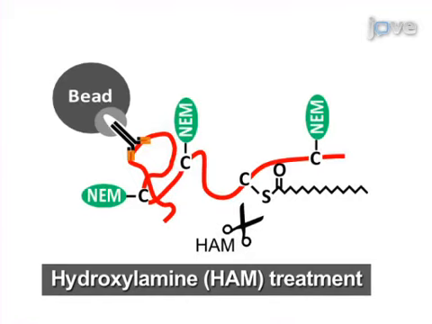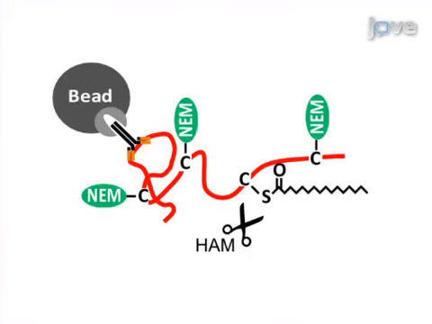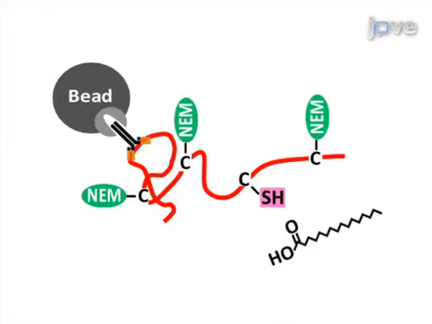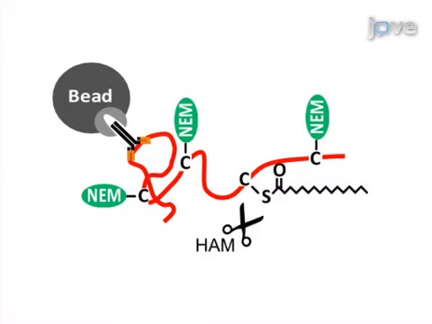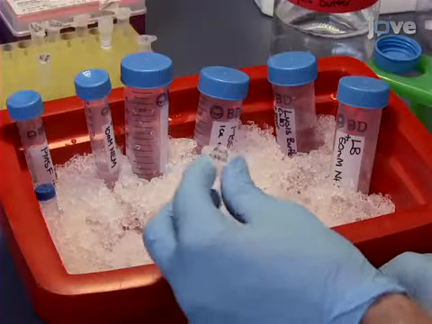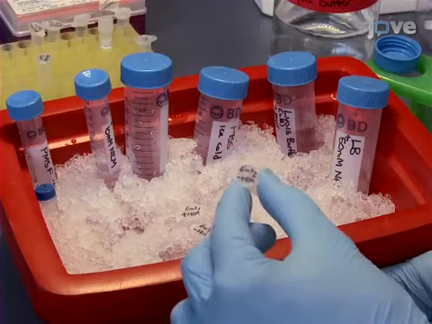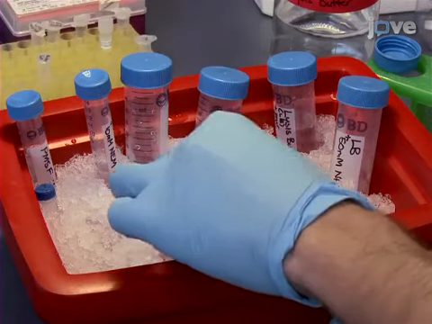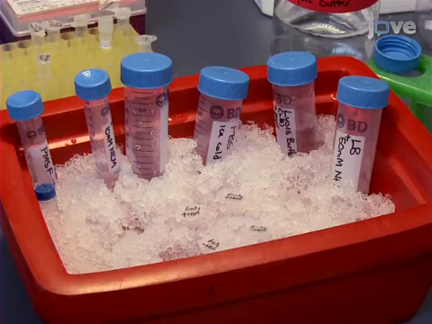Hydroxylamine, or HAM, is used to cleave the thioester linkage between the palmitoylated cysteine and the palmitate fatty acid. This is essential to free up the palmitoylated cysteine's thiol group and make it available for labeling with biotin. The omission of HAM cleavage can therefore serve as a useful negative control. Prepare additional 1.5 milliliter tubes on ice labeled as the -HAM control for each sample.